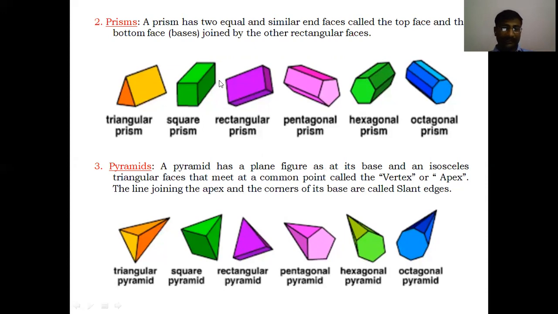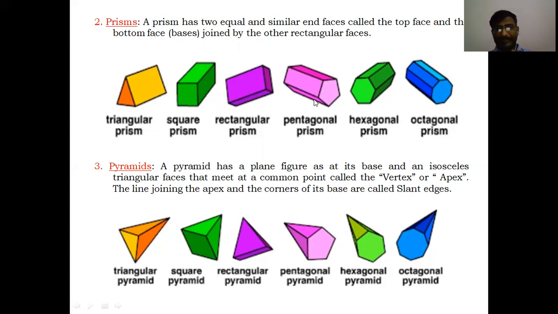This is the square prism. A square prism has two squares connected by four straight edges from the four corners. These green areas are called faces, and this green is a base, with another base on the other side of the prism. This is the rectangular prism, having two rectangles on both sides, connected by four straight edges, which form rectangular faces on four sides. This is the pentagonal prism.